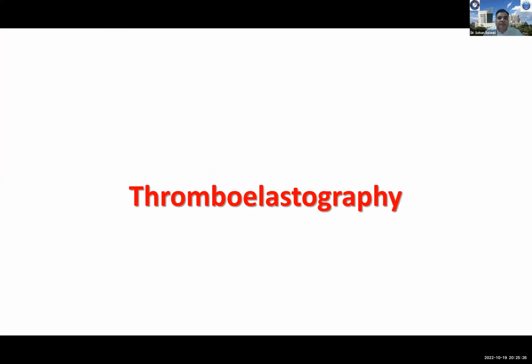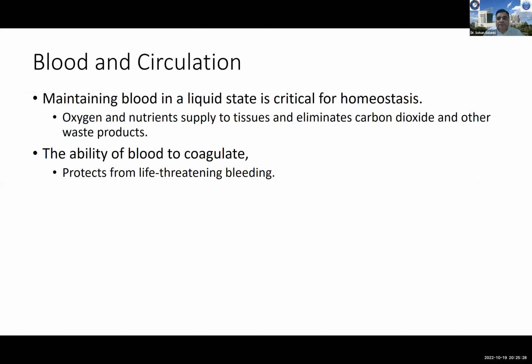So to begin with, we all know that maintaining blood in a liquid state is very critical for homeostasis, to deliver the oxygen and nutrients to the body and tissue, and to remove the CO2 and other waste products from the body. And on the other hand, the ability of the blood to coagulate protects the body from life-threatening bleeding.